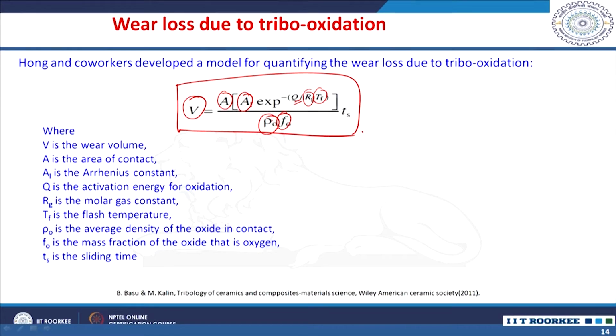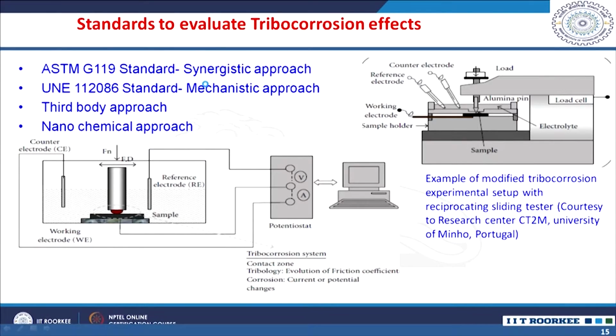So, F0 is the mass fraction of the oxide, Ts is the total sliding time. If you know the sliding time for a given material in the oxidative wear condition, you can actually estimate the material removal for this oxidative condition, right. Finally, there are several standards available to evaluate such tribochemical effects, or we can say tribocorrosion effects.